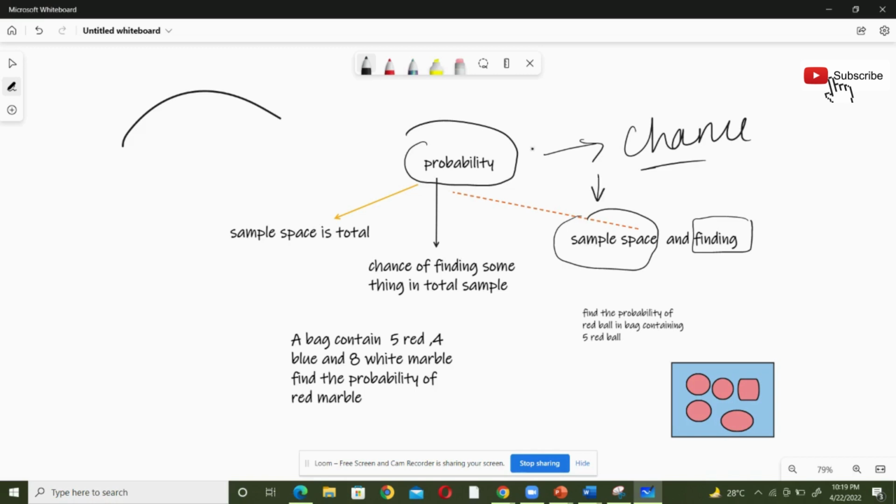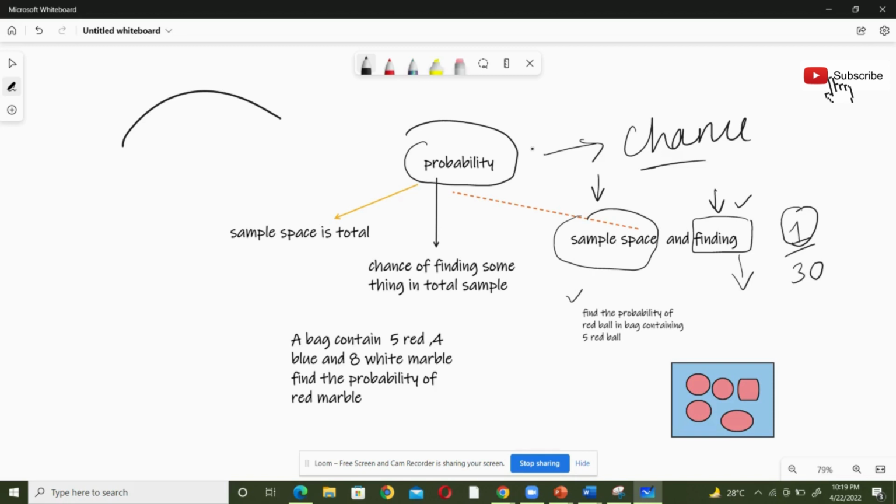Sample space is nothing but the total population or total number. And for the finding, they'll give you a question like find the probability of the red ball, and so on. The third step is to divide your finding, which could be the probability of red balls in a sample of 30. So you simply do 1 over 30 if there is 1 red ball in total.